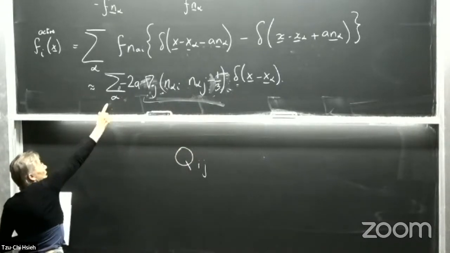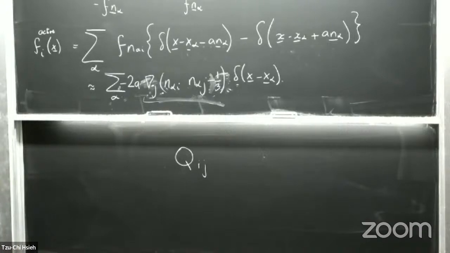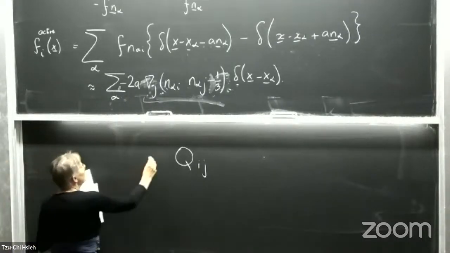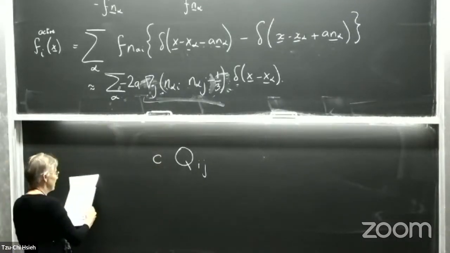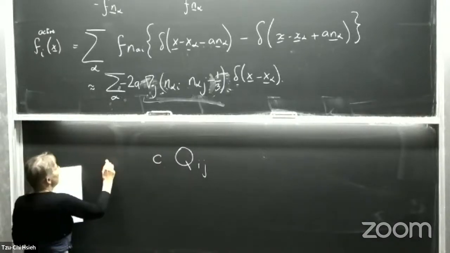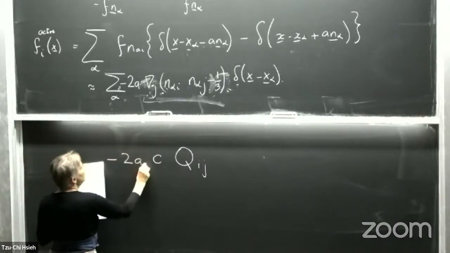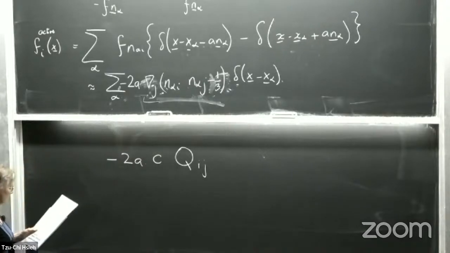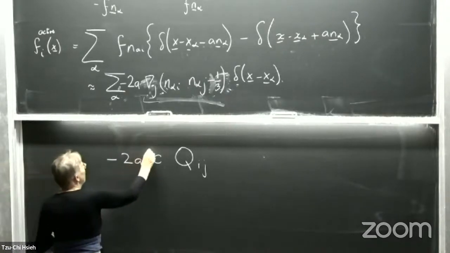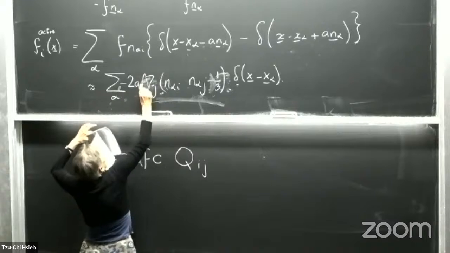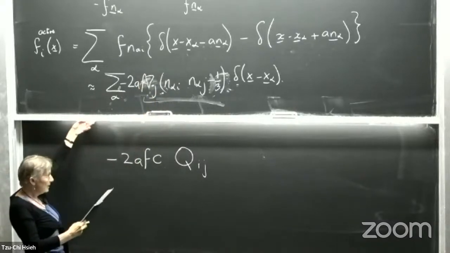Then I've got a sum over alpha of delta x minus x alpha. So I'm adding up over all my little swimmers. That's going to give me a concentration. C is concentration. I have a minus 2a, all right, and I think, well, I've got an F, which I've missed out. So that's what I've ended up with.